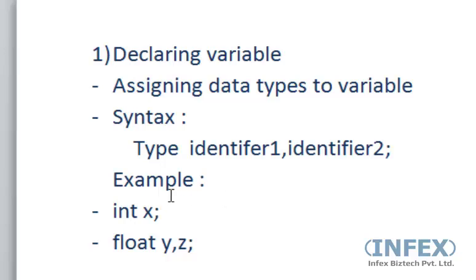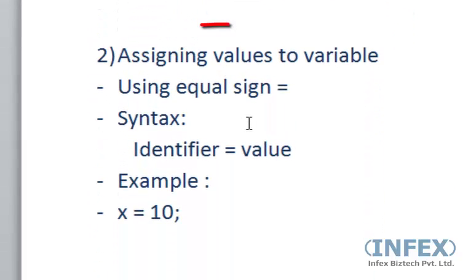Here, this is the example of declaring a variable. Here, we have declared the x variable which belongs to the integer data type. In the same way, we have declared two variables y and z of the float data type. Next, assigning values to a variable.